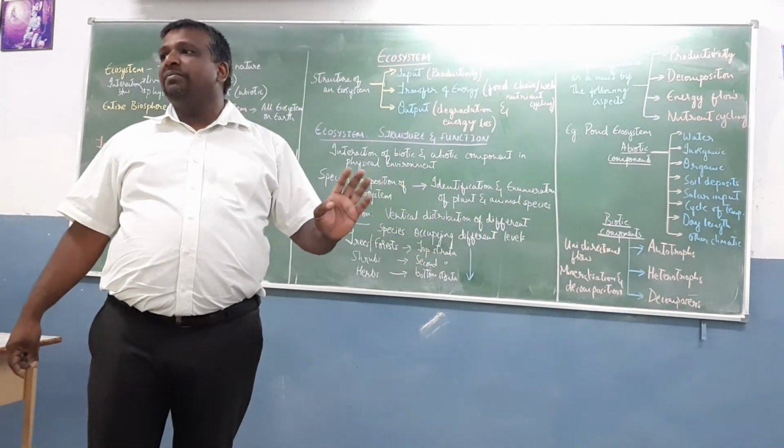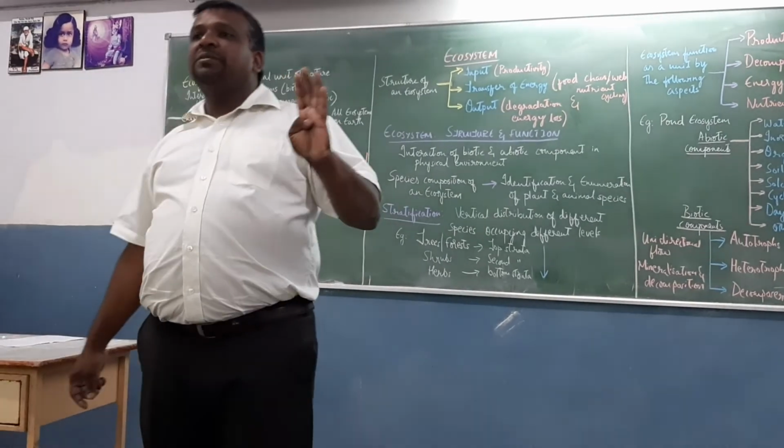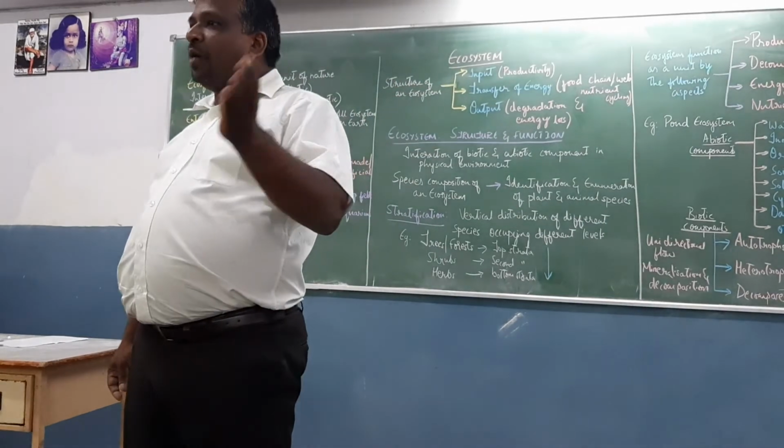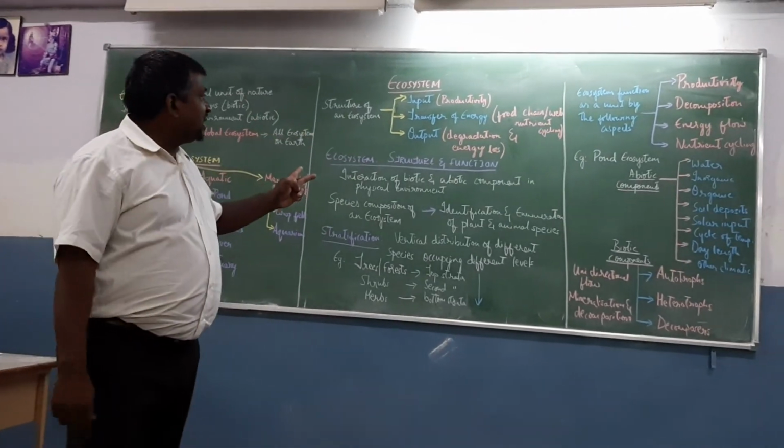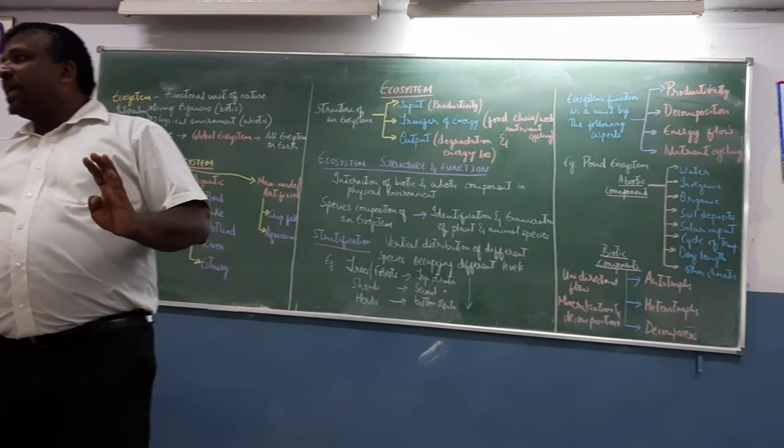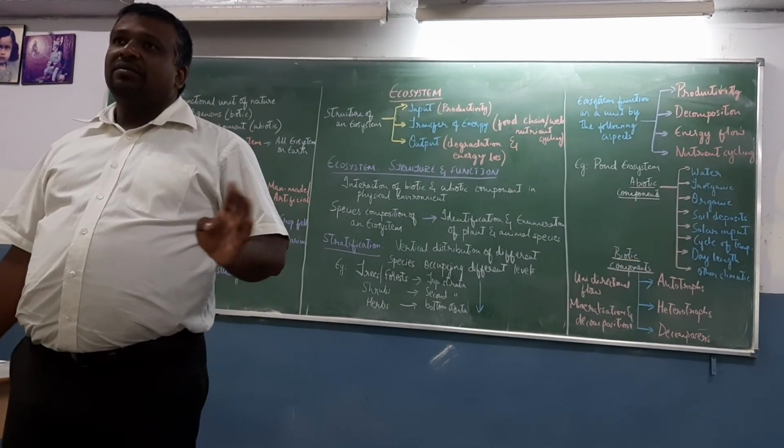In the next class, we will be discussing the four components of an ecosystem, that is productivity, decomposition, then energy flow, nutrient cycle.